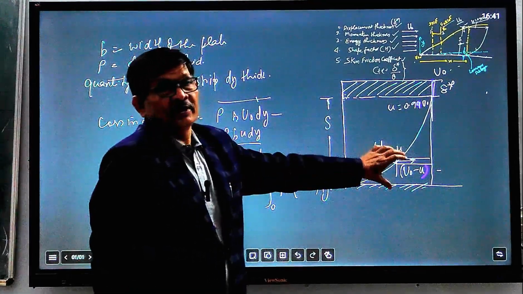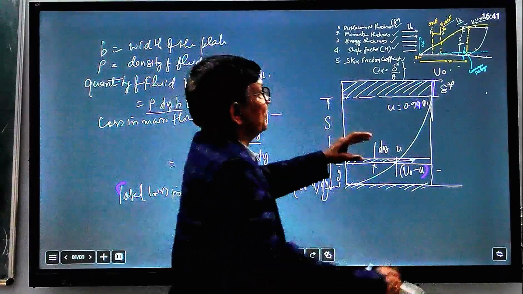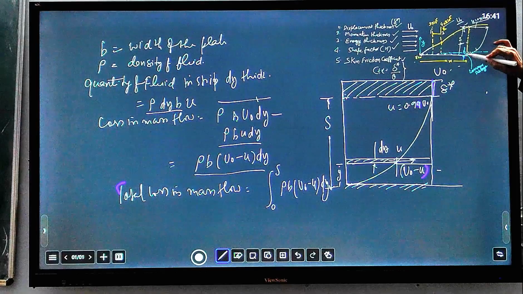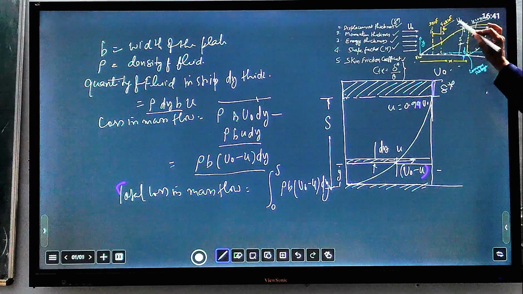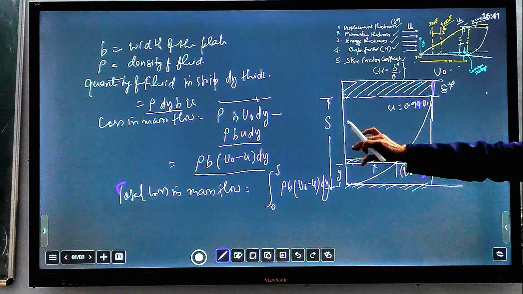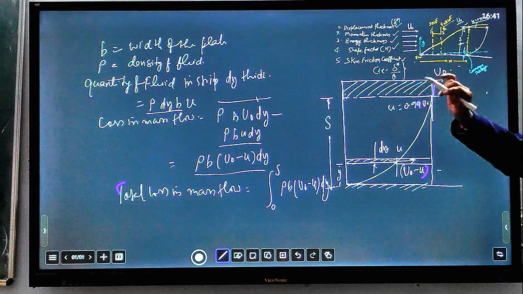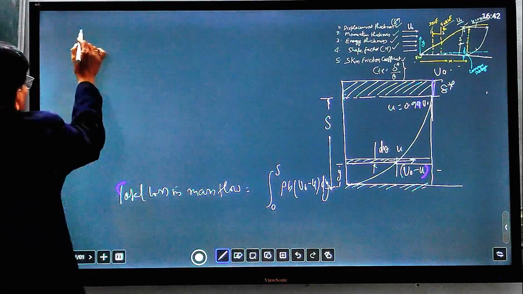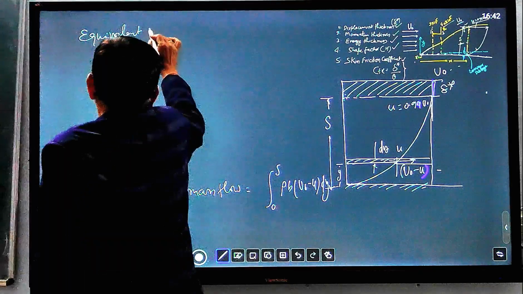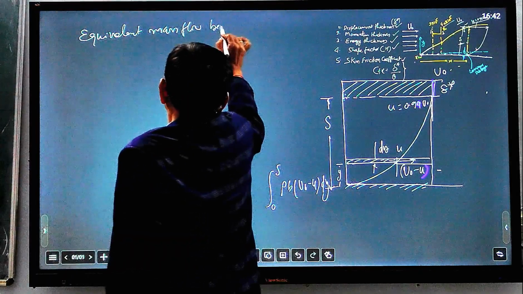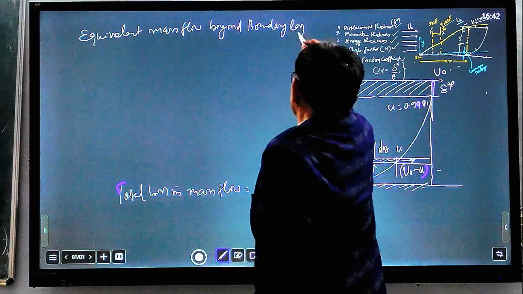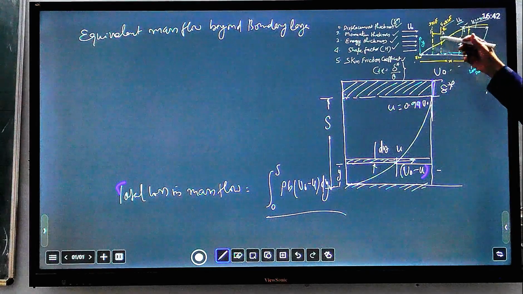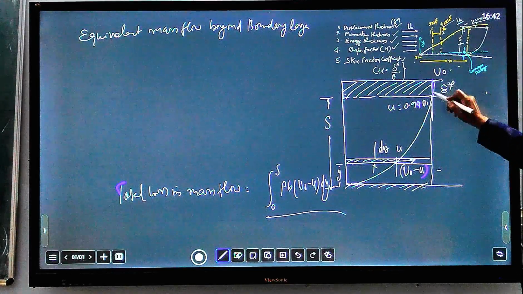due to formation of boundary layer, now how much thickness of fluid beyond this boundary layer is flowing, that will compensate this loss. The loss of fluid flow occurring due to this boundary layer is shifted over this boundary layer. So how much thickness of the fluid is shifted beyond this boundary layer having velocity u naught? Let us define it by del star. Equivalent mass flow beyond boundary layer means this loss of mass flow due to formation of boundary layer shifted over the boundary layer, that is a del star thickness.